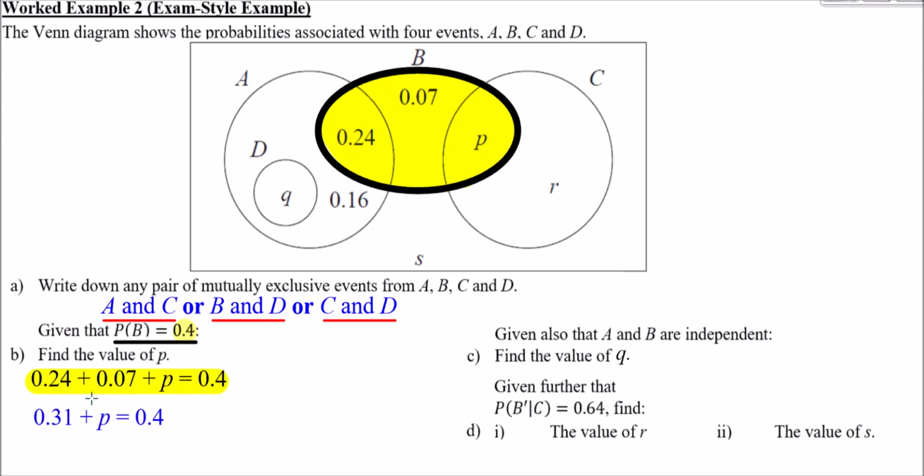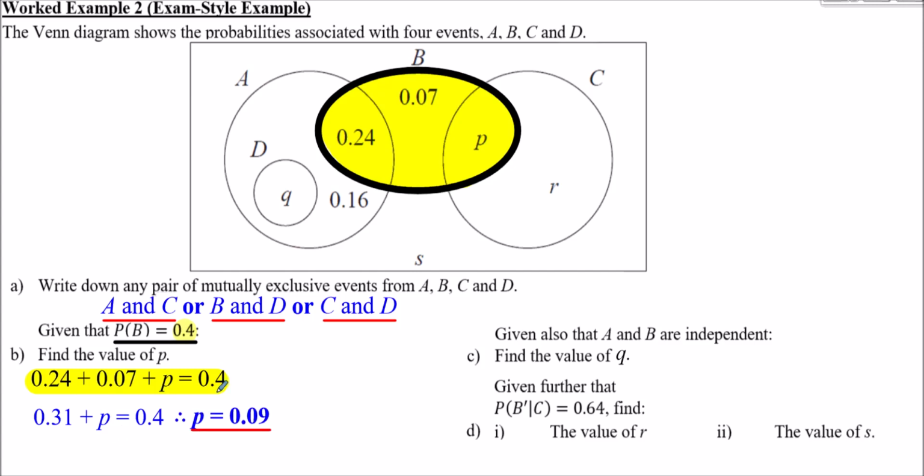Now, maybe I'm a bit babyish, I don't know. I often think of it in terms of money. So that to me looks like 31p plus p, and 0.4 looks to me to be a bit like 40p if I just put a 0 on the end. So 31 pence plus something gives us 40p. What would this value p have to be? It'd have to be 9 pence. It's just 0.4 minus 0.31. In other words, p must be 0.09.